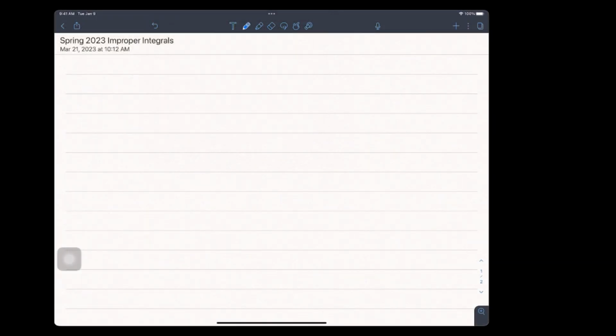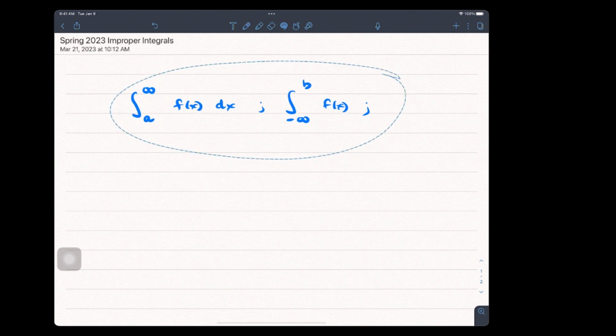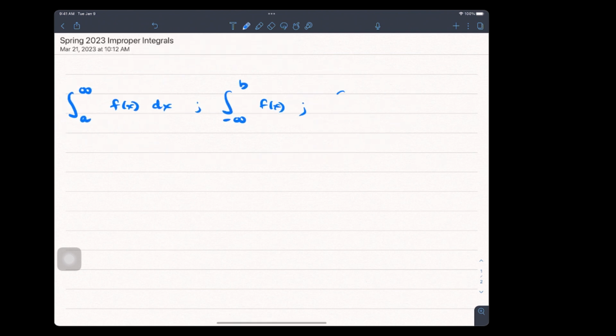So you're going to have an integral that looks like this, maybe from a to infinity, f(x) dx, that's one type. Negative infinity up to b, that's a second type. And then you're going to have something like this: negative infinity to infinity, and we forgot our dx. These types are all known as infinite intervals.